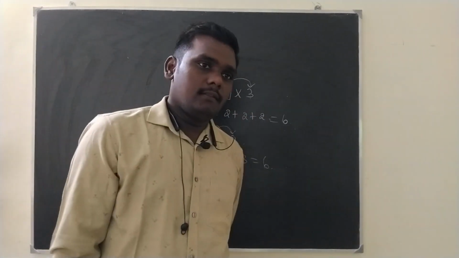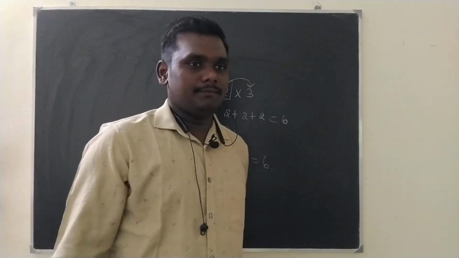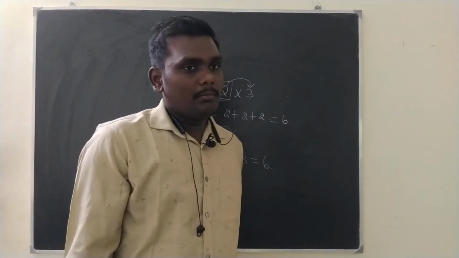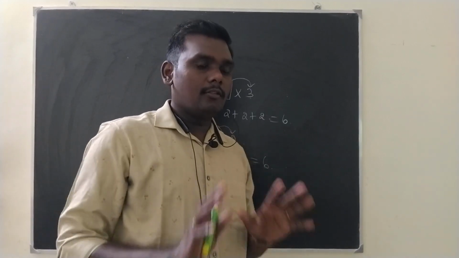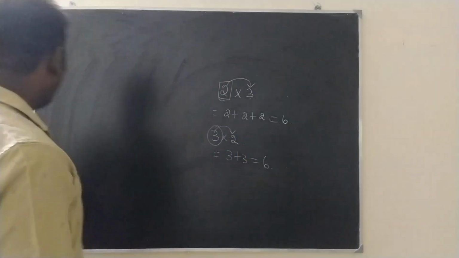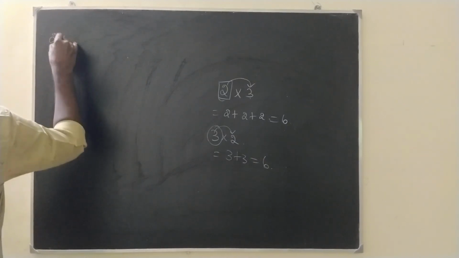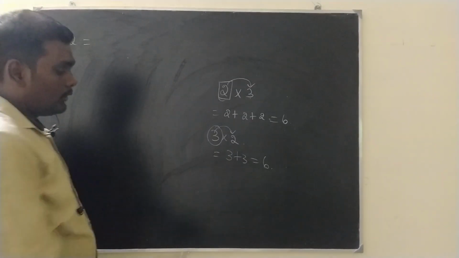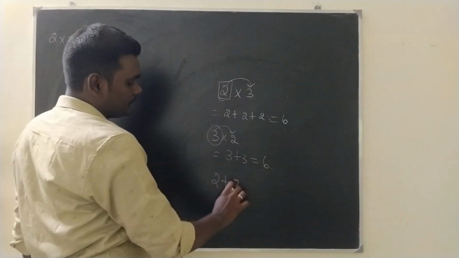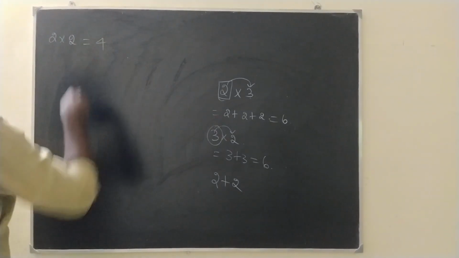What happens when you multiply a number with itself? When you multiply a number with itself, we call it a square, the square of a number. For example, you multiply 2 with 2. Meaning what? 2 added for how many times? 2 times. The answer is 4.